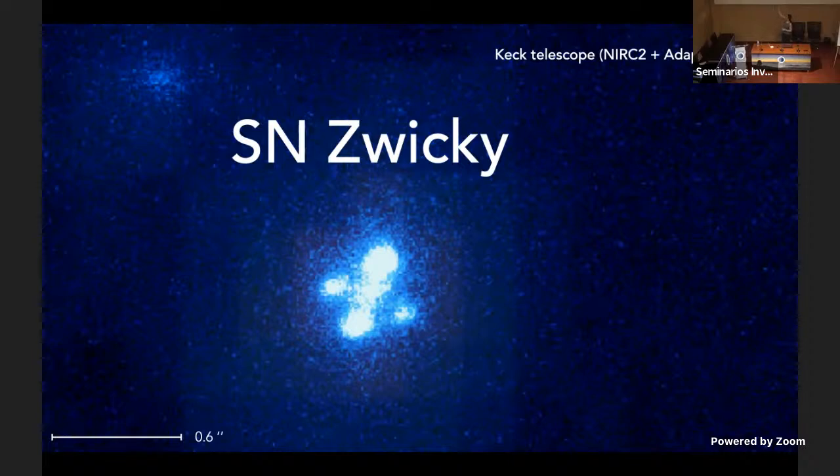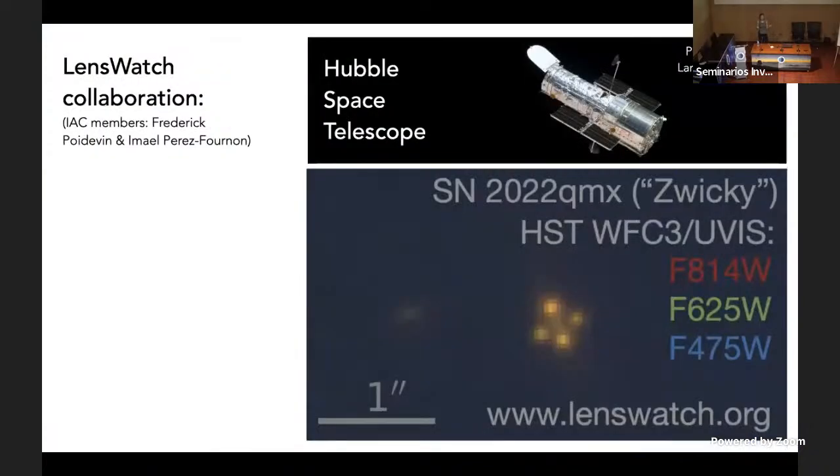But that meant that the supernova was behind the lens galaxy, so it was strongly lensed, but the host galaxy itself was not strongly lensed. Interesting configuration. Yeah, but this was amazing. So we had these observations from Keck, and then a few days later, we also got observations from the Hubble Space Telescope with the LensWatch collaboration.